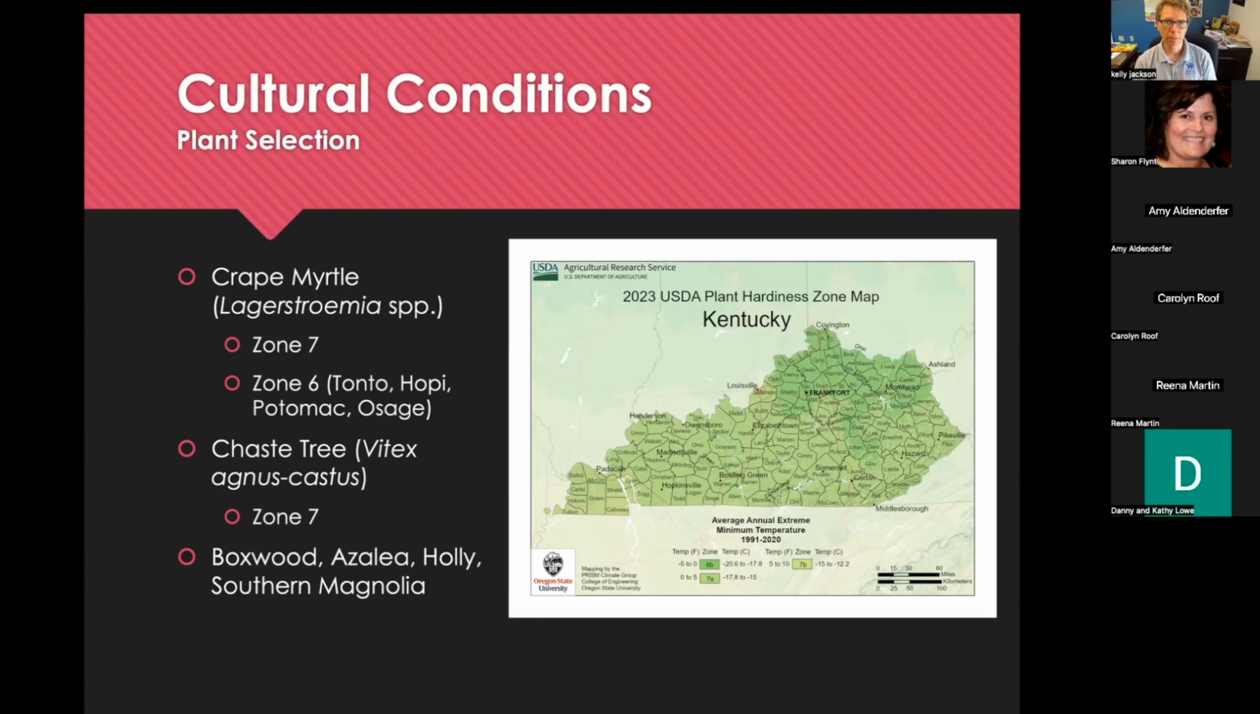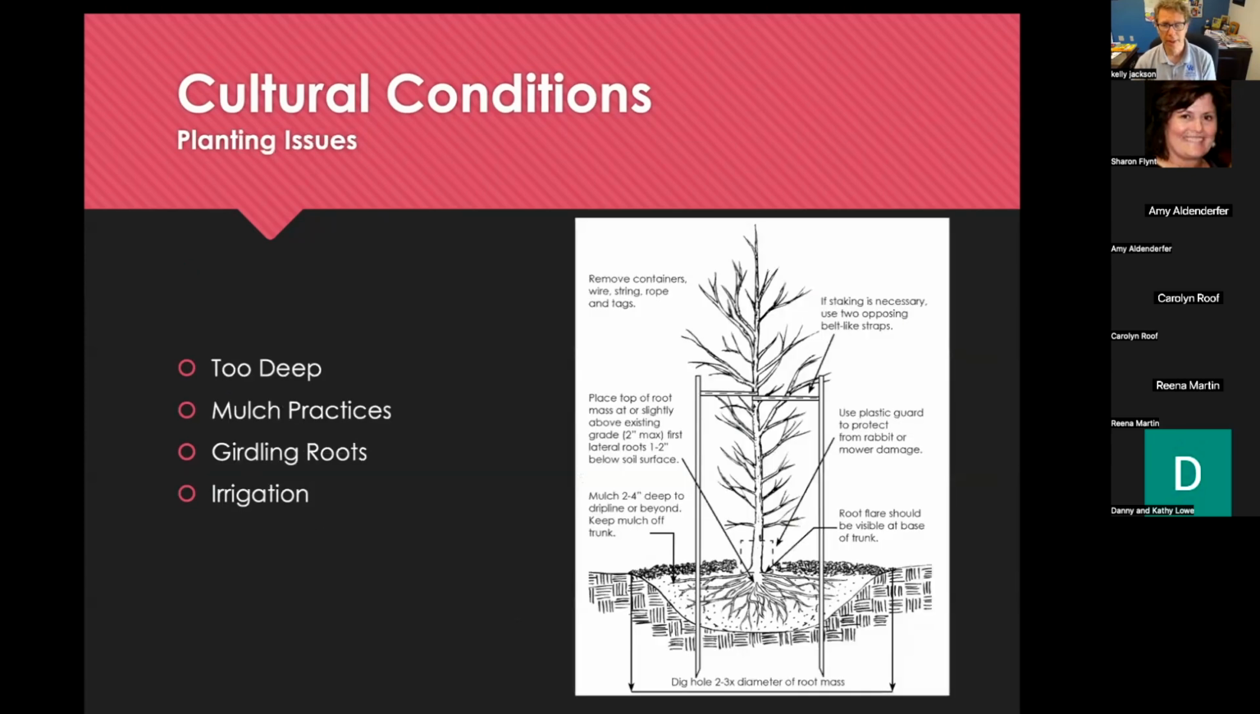So the point of this on plant selection: do your research, spend some time. Don't just pick up the first plant you come to, the first tree or shrub that you come to at the box store. Make sure it's going to perform and that it's got a history of performing well in your part of Kentucky. So that's very, very crucial. And we will talk about that periodically as we go through this.